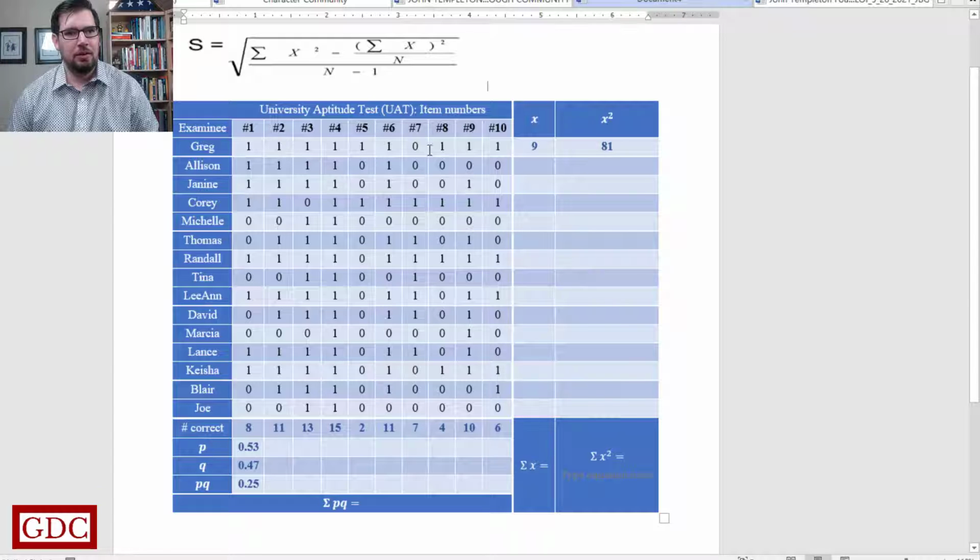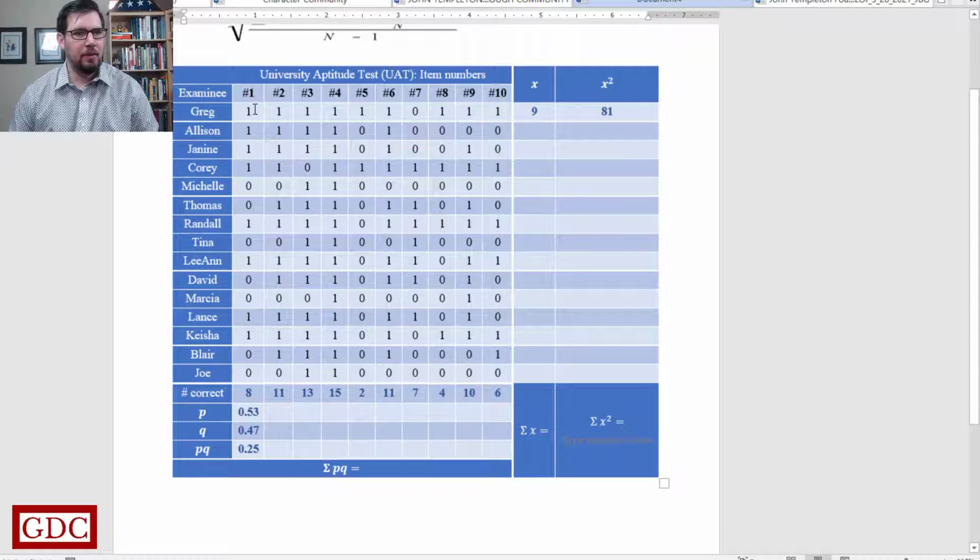We add these up. Notice there's a 10. That leaves 9 as the x, and x squared is thus 81. Going down, 1, 2, 3, 4, 5, 6, 7, 8 out of 15 potential people. 8 out of 15 is 0.3, and there are more numbers after that, but it rounds to 0.53.